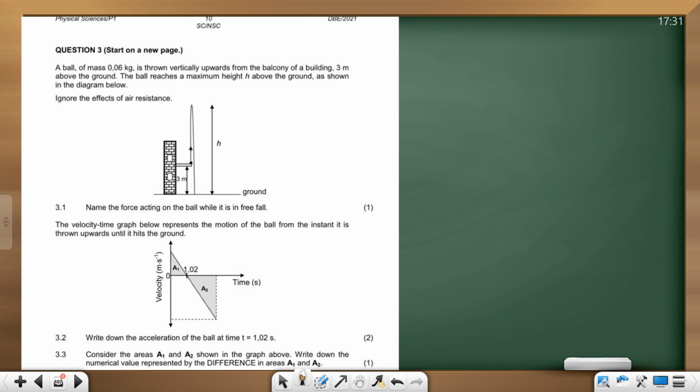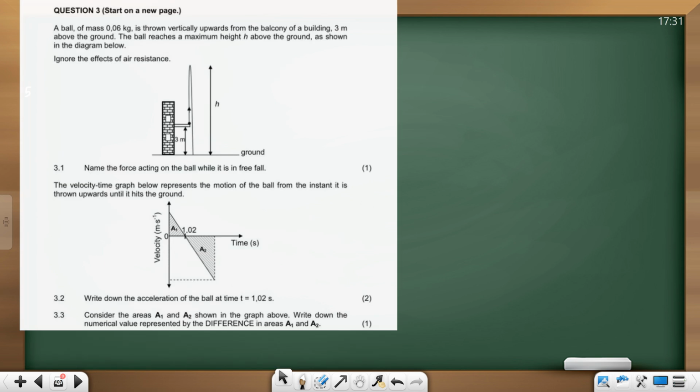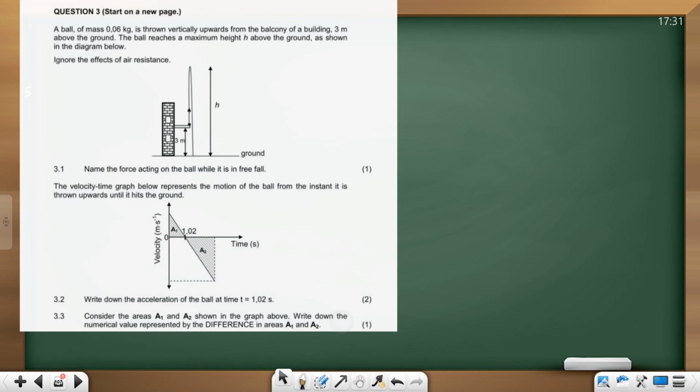All right, the same question here from the same paper. Here, I think the examiner is trying to see if you know equations of motion. How to deal with vertical projectile motion without using equations of motion, especially when it comes to the graph. Whenever you see a graph like that, I'm going to take some time.